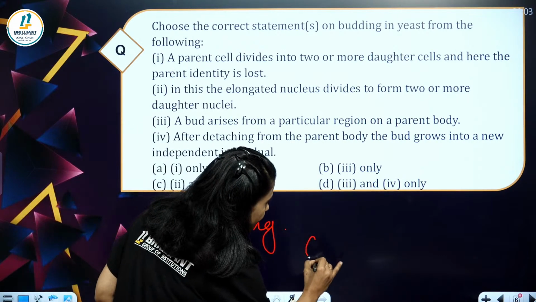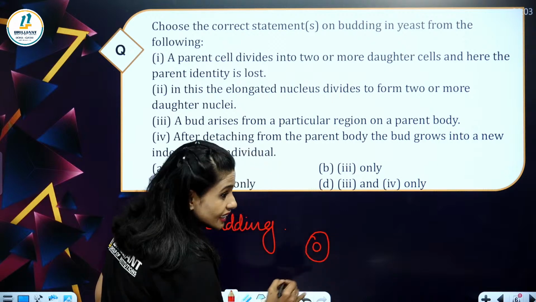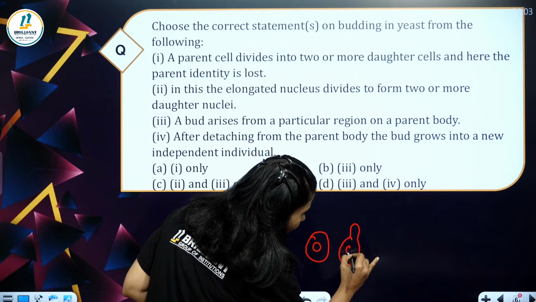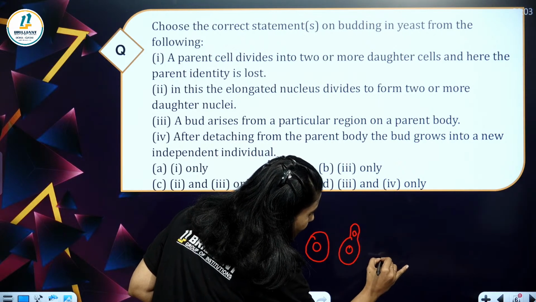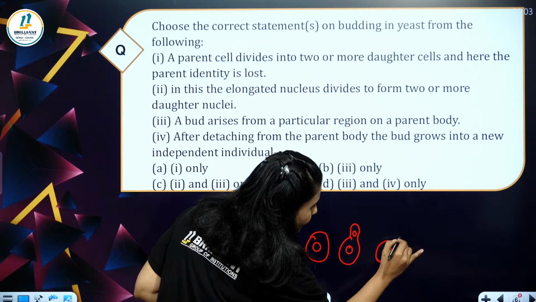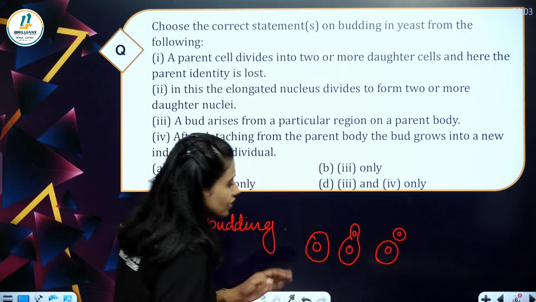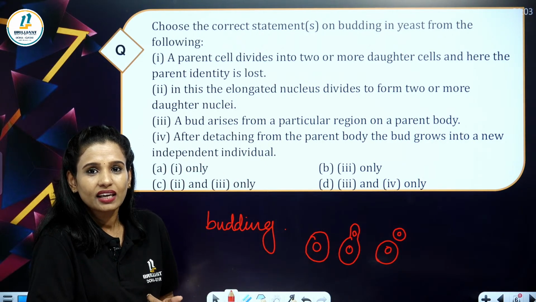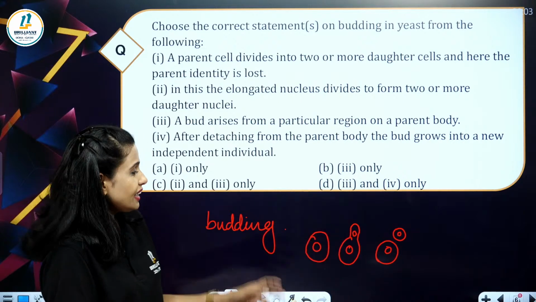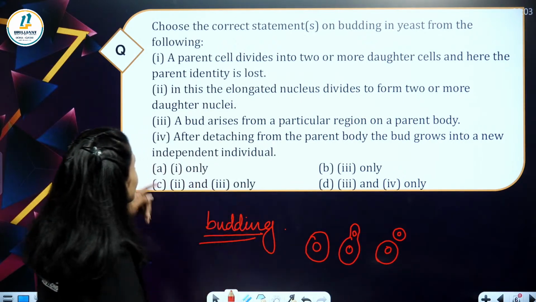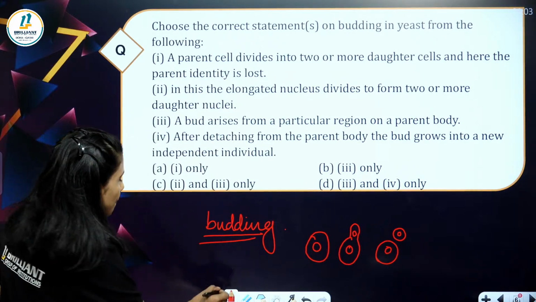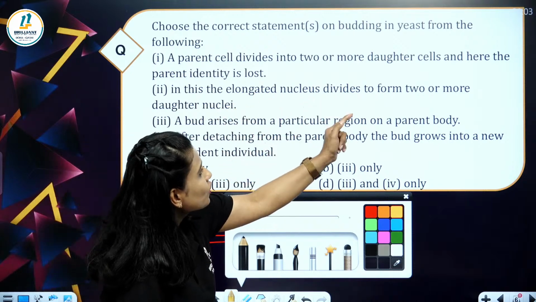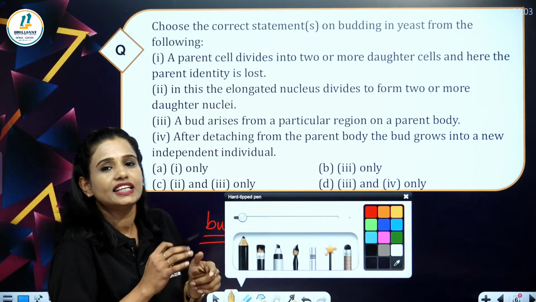How is budding happening in yeast? In the parent yeast, a very small bud will be formed and the nuclei will divide. Then the bud will be separated from the parent yeast and will become a new organism. Okay, daughter cell. See here, it is a bud. The first statement: a parent cell divides into 2 or more daughter cells and here the parent identity is lost.